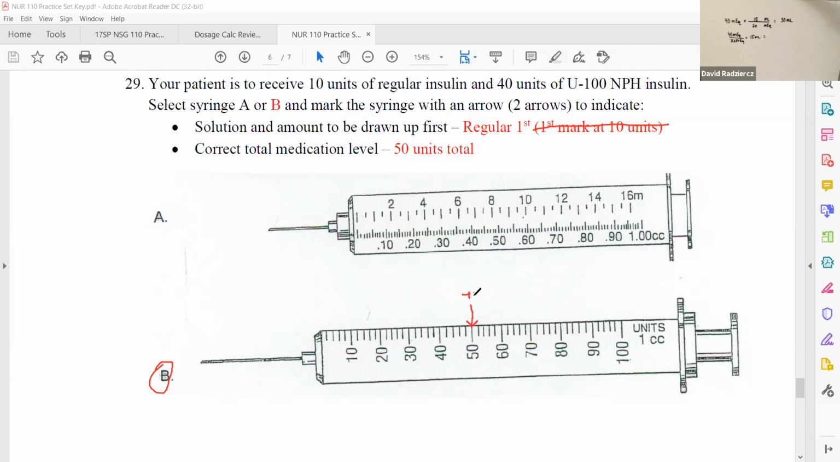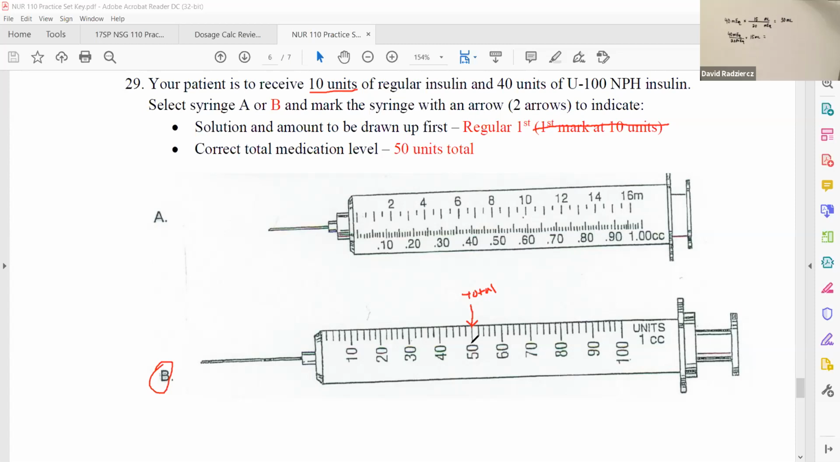So you might even denote that and just write total. Okay, now that's our total amount. Now, because the regular insulin was drawn up first, that 10 units is actually closer to where the 50 is. And when I say that, I mean in a hypothetical sense.